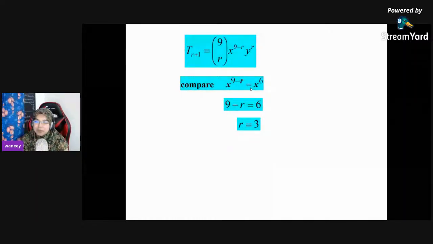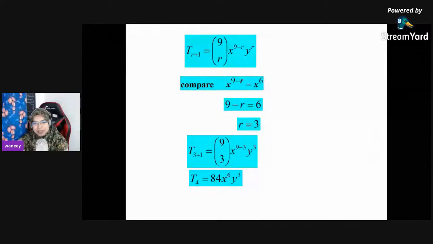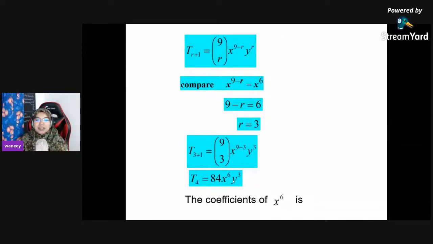So go back and substitute r is equal to 3. And then you are going to get T(r+1), so T(3 plus 1), and nCr, so 9C3, x to the power of 9 minus 3, y to the power of 3. So the fourth term, or T4, is 84 x to the power of 6, y to the power of 3. So now we want the coefficient of x to the power of 6. So that means 84 y cubed.